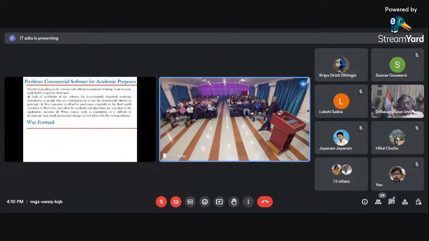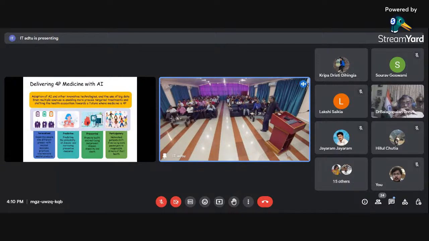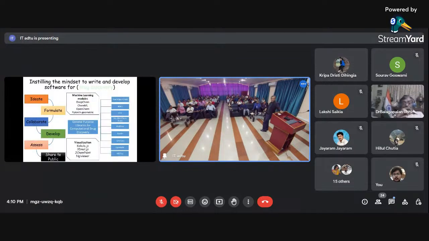So the way forward that we want to do is to strengthen the human resources across the country in the area of computation. As there are some pharmacy and biotechnology people here, I try to talk about our work, which is based on the development of software for drug discovery. Many of you might know that the fourth P, personalized medicine, becomes very, very important. And we wanted to instill the mindset to write and develop software for drug discovery. We have to have ideas and formulate them. We will have to collaborate and develop. And more importantly, we have to assess them. And afterwards, it should be available for everyone.